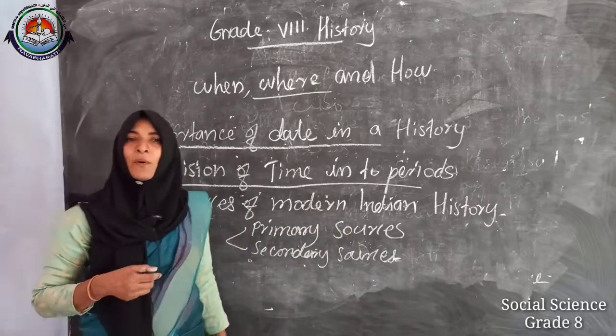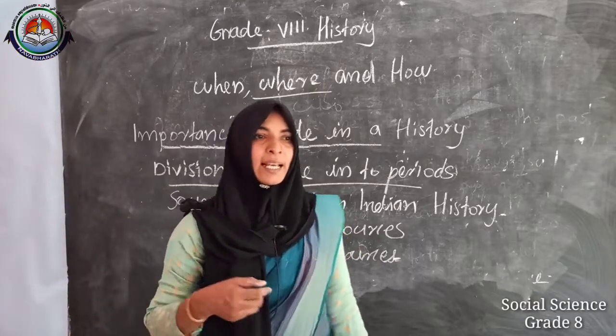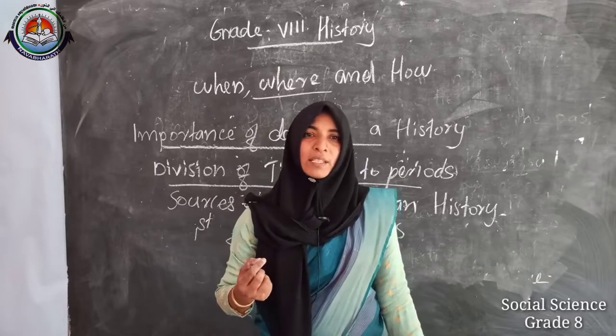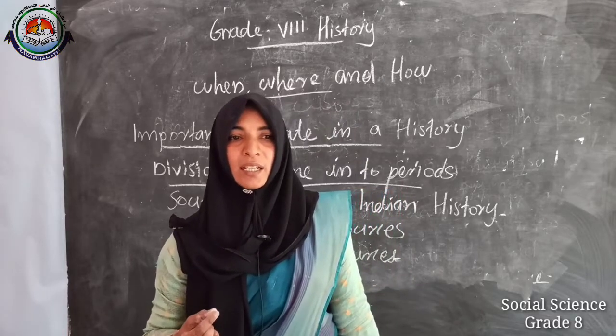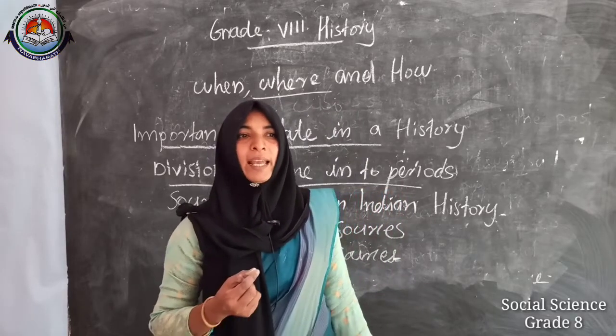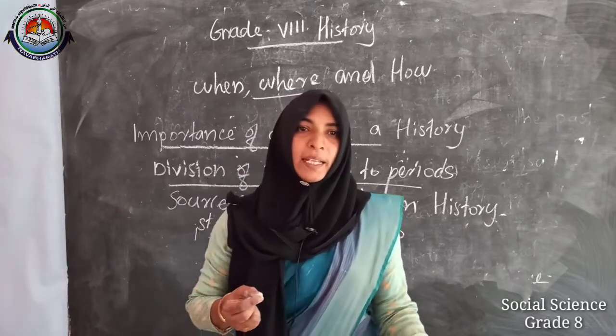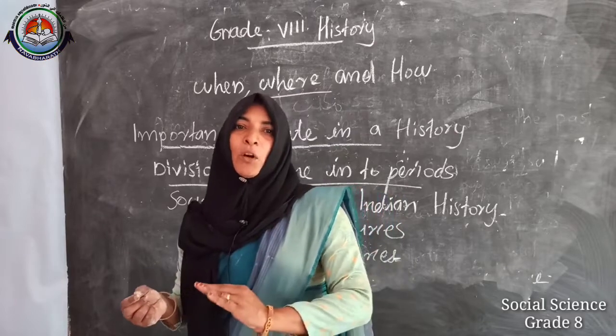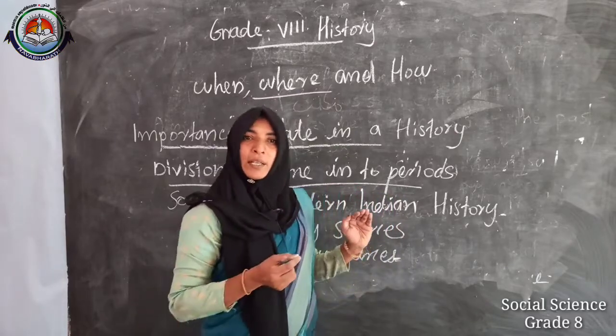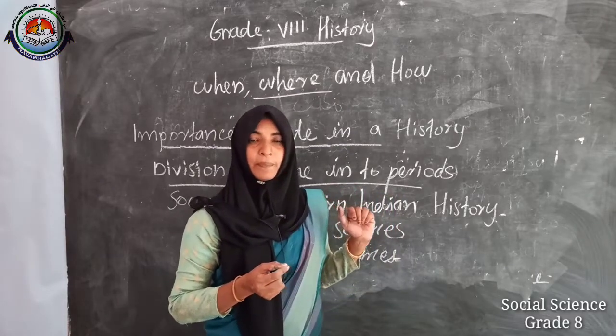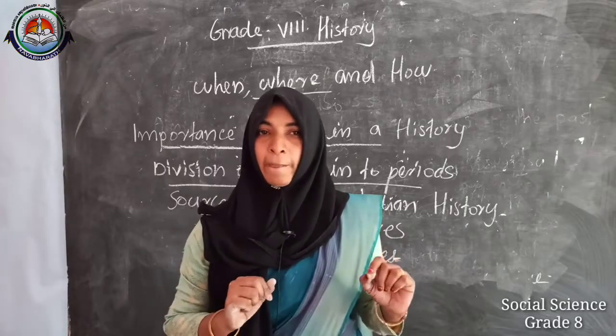Next one, modern historians. Recently our historians divided our Indian history into three: ancient, medieval and modern. Ancient period, medieval period and modern period. That is the new categorization of history.